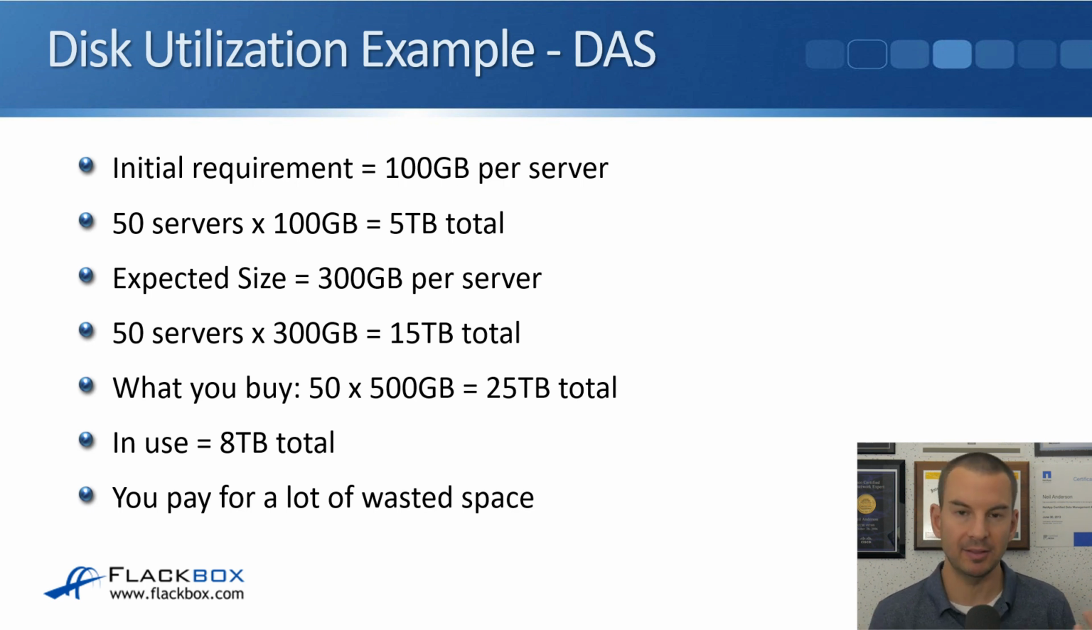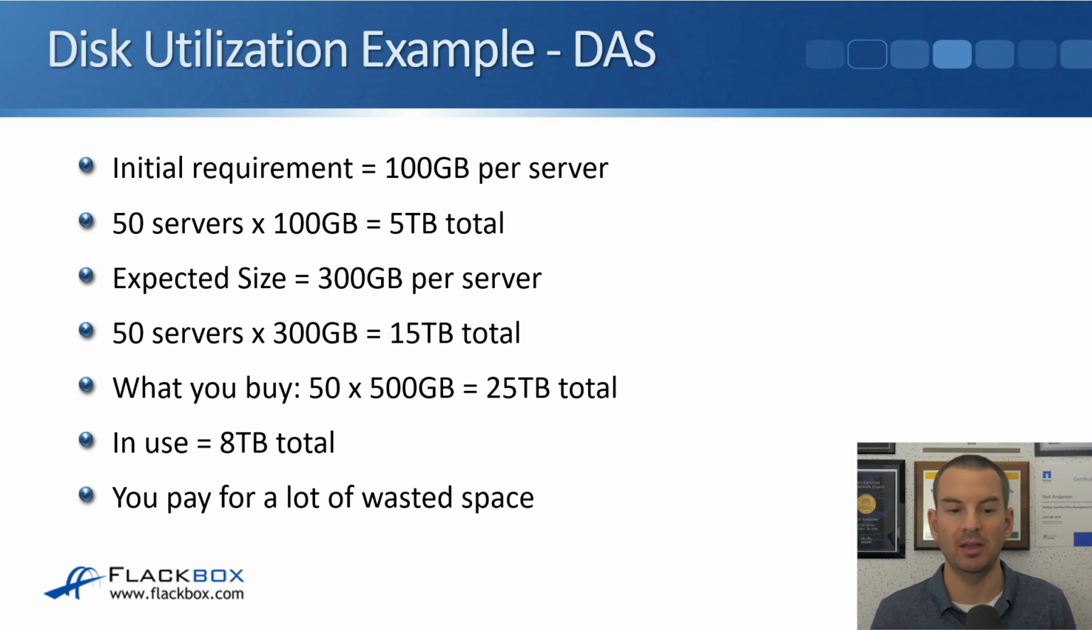But the size we expect those servers to grow up to is around 300 gigabytes per server. If we multiply that by 50, we get 15 terabytes storage space in total that we expect to need. But because we're going to over-provision, we're going to end up buying 50 times 500 gigabytes. So we're going to pay for 25 terabytes of storage when we do the initial deployment of those servers.